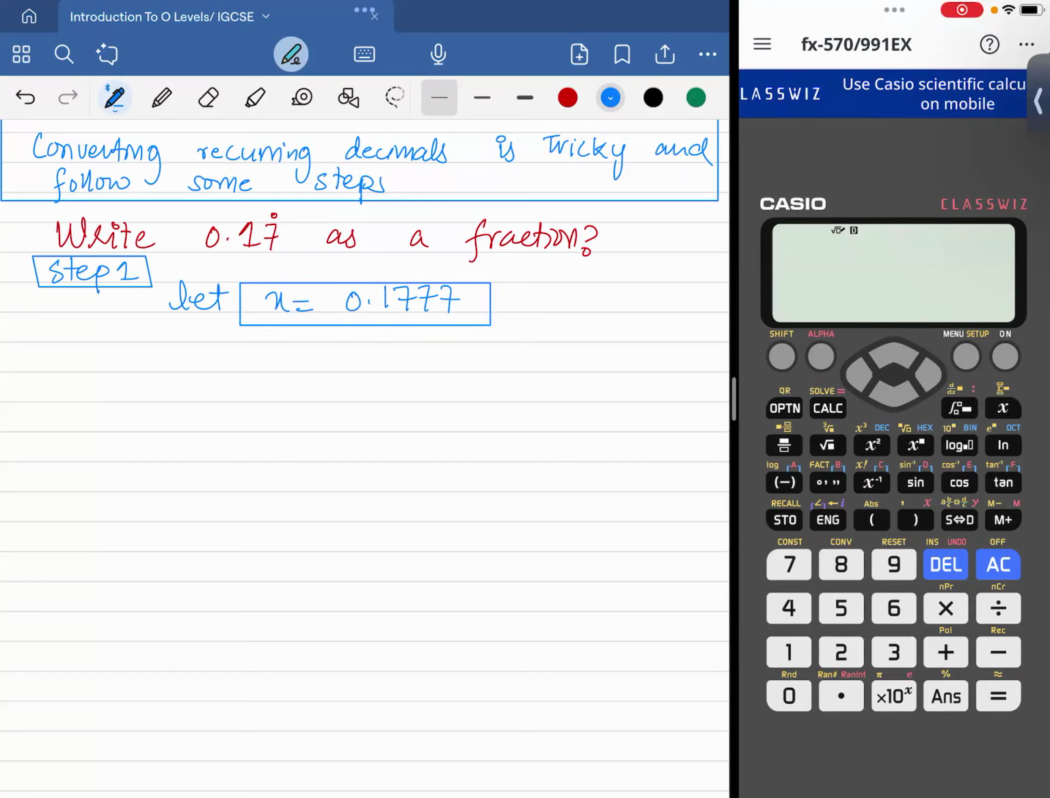Is this clear or not? Yes, sir. Step 2. Clear. Sir, what are we studying? We are studying recurring decimals, beta.